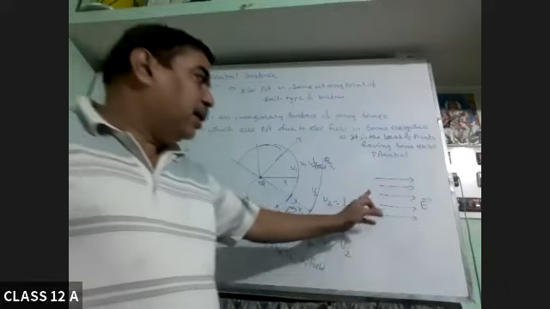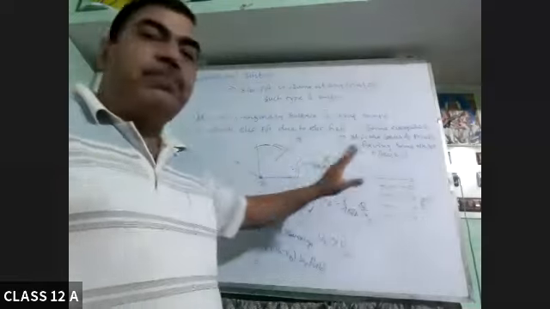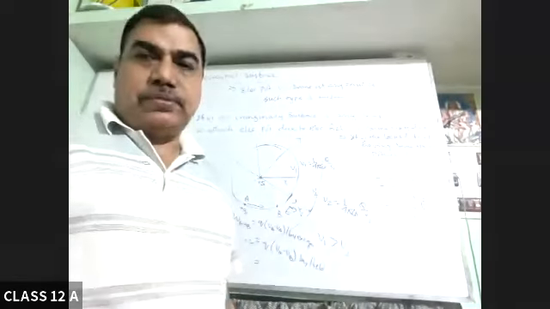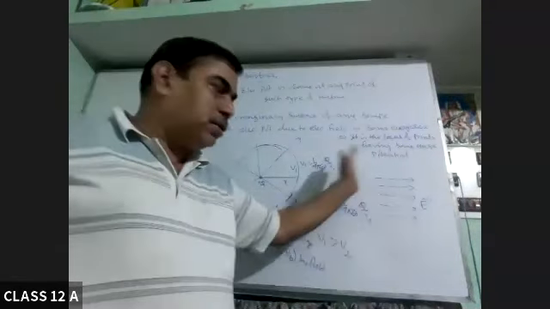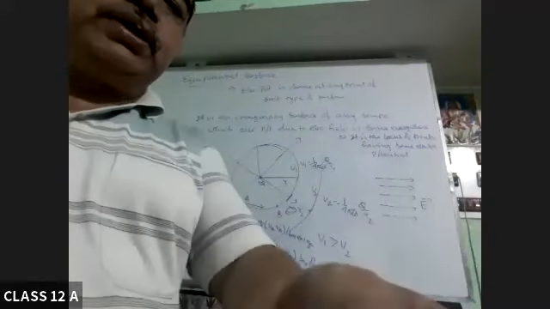The only thing is, if the electric lines of force are uniform, then the equipotential surface will be a plane surface, because perpendicular to them will be a plane surface. So just read the properties. Learn the properties of equipotential surface which are given in your book.